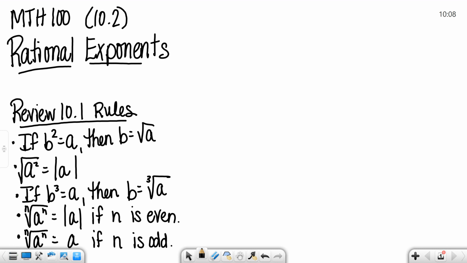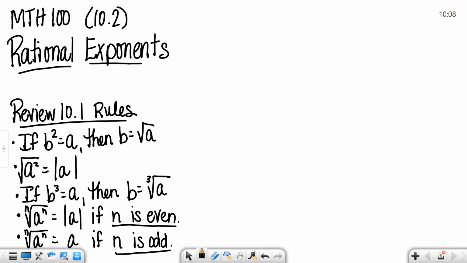So our rules that were covered in 10.1 are, if b squared equals a, then b equals the square root of a. The square root of a squared is the absolute value of a. If b cubed is a, then b is the cube root of a. The nth root of a to the nth is the absolute value of a when n is even. And the nth root of a to the nth is just a when n is odd.